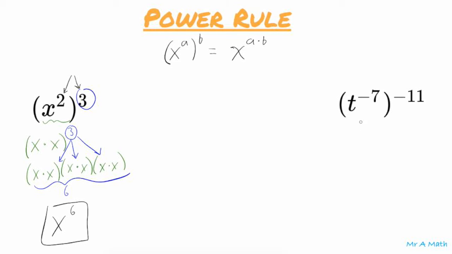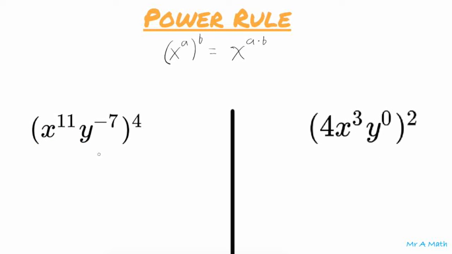So let's look at it over here. Instead of writing out all these t's, we can just recognize that if I just multiply my two exponents together, my final answer should be t to the -7 times -11. And so my final answer after I multiply those is t to the 77th power. And that's going to be my answer. Okay, so let's use this power rule in a couple more difficult examples.